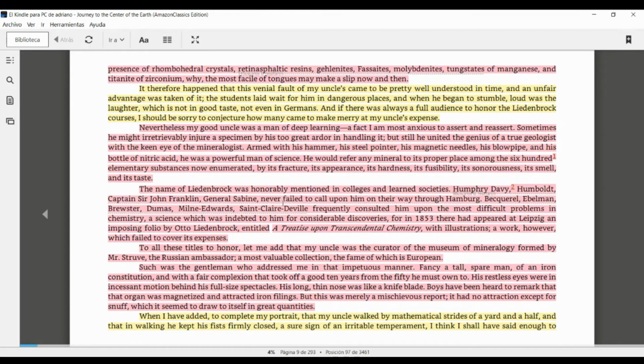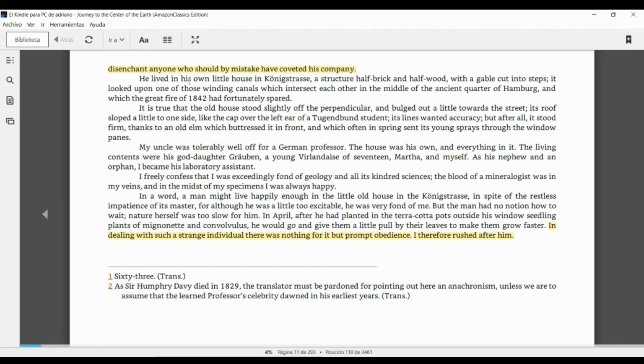After describing all the character, he just goes on, and instead of saying that he was a wealthy man, he said, for example, here at the very end, "He lived in his own little house in Königstrasse, and my uncle was tolerably well off for a German professor." Same thing, instead of saying that he is rich.